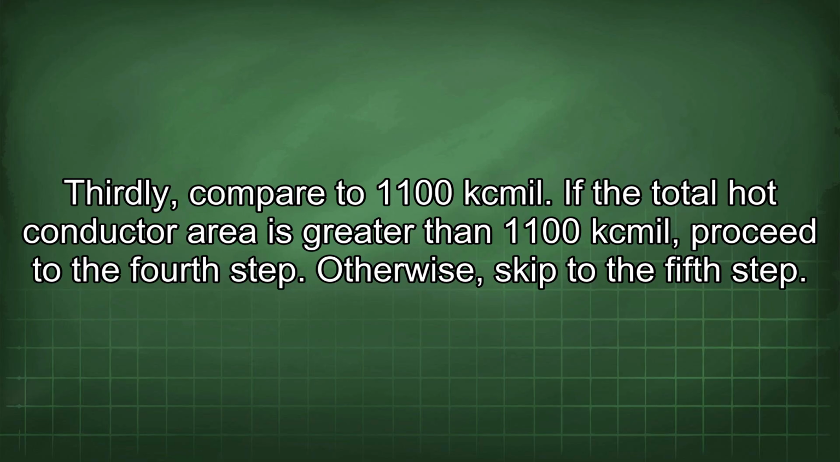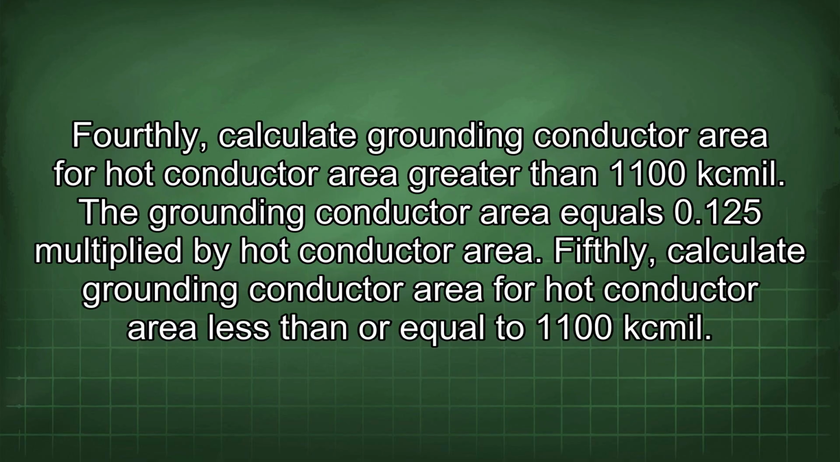If the total hot conductor area is greater than 1100 kcmil, proceed to the fourth step. Otherwise, skip to the fifth step. Fourthly, calculate grounding conductor area for hot conductor area greater than 1100 kcmil. The grounding conductor area equals 0.125 multiplied by hot conductor area.